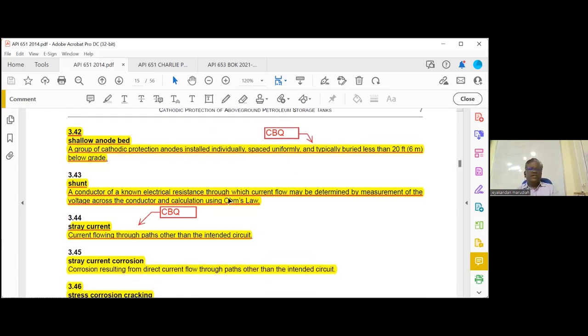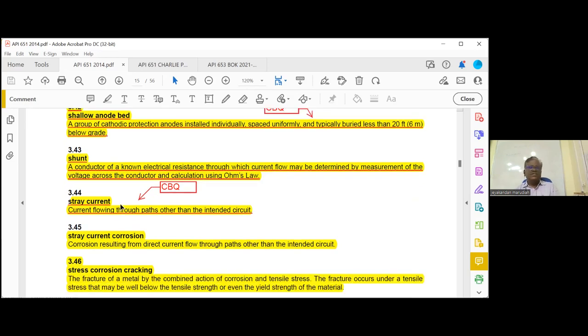Shunt: a conductor of a known electrical resistance through which a current flow may be determined by measurement of the voltage across the conductor in accordance with Ohm's law. Stray current, very important: current flowing through a path other than the intended circuit. Another name for stray current is interference current. Just write it nearby: stray current or interference current. Both are the same.